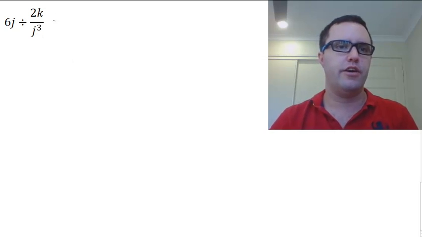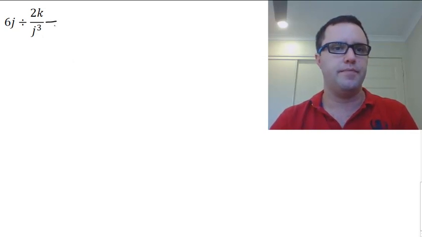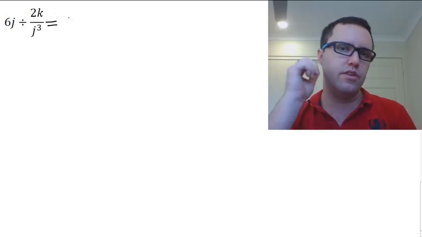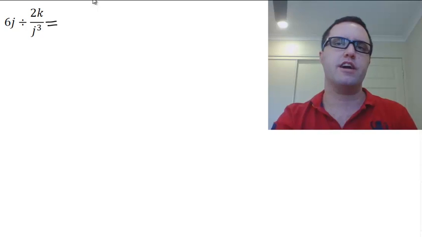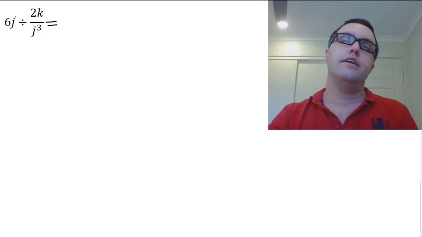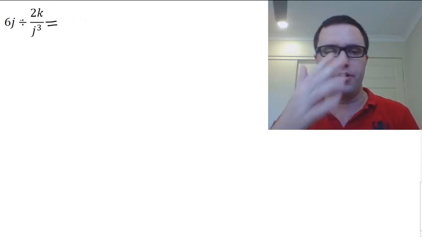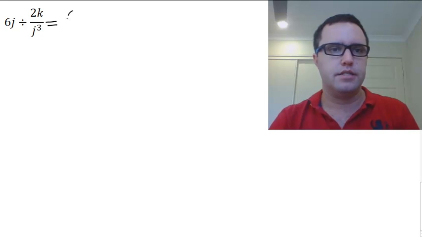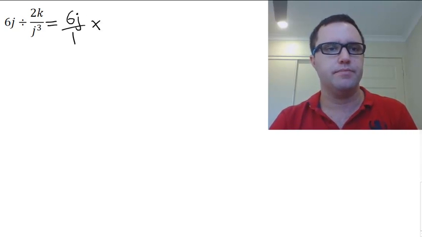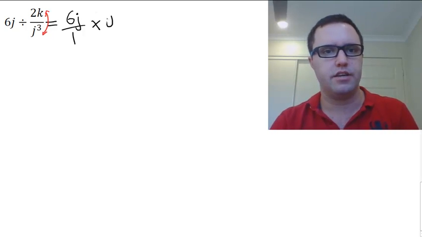Okay, this last one. 6j divided by 2k over j cubed. Now, remember, this is an issue with our previous exam. We're talking about fractions, and people didn't deal with fractions with no denominator written very well when they were multiplying and dividing them. So remember that 6j is the same thing as 6j over 1. We change our division to a multiplication, and then we do the reciprocal of this one here. We flip it over. So instead of 2k over j cubed, we have j cubed over 2k.